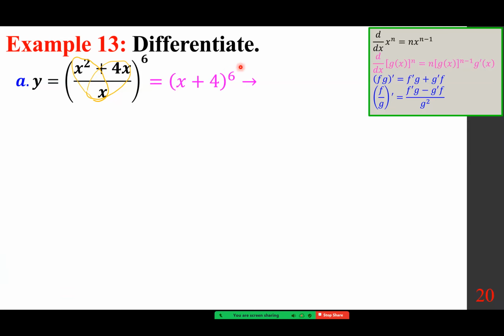So what is the derivative of this? 6 times x plus 4 to the power of 5. The derivative of the inside is 1. I don't have to write that. Again, don't use the quotient rule if you don't have to. I can't emphasize this enough.